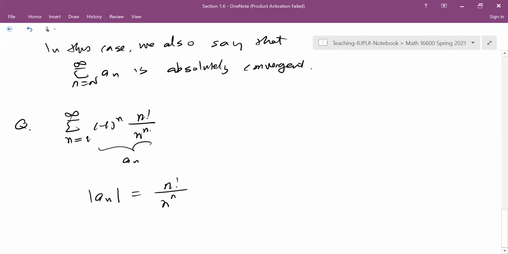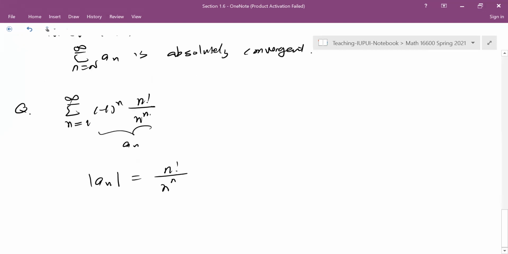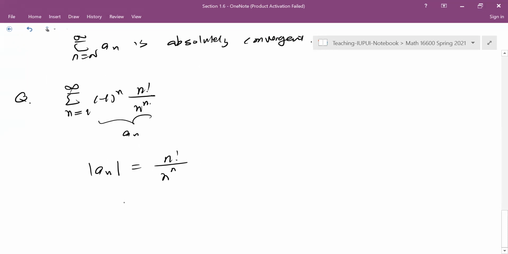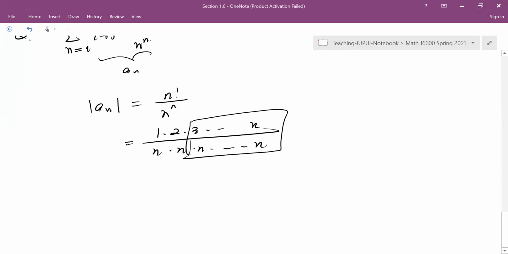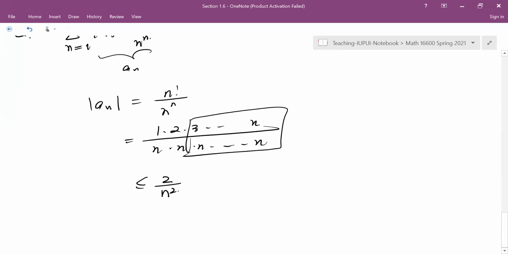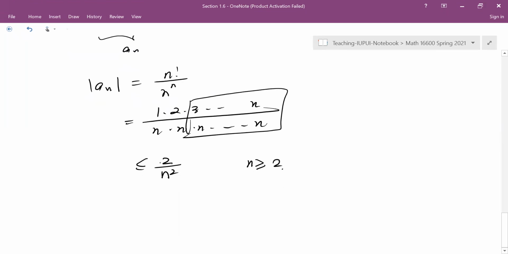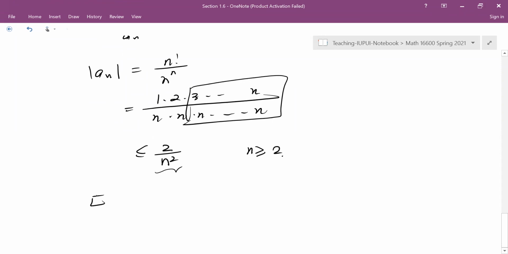Now, only when all the terms are non-negative can you use a comparison test. This time I do need to write down all the details here: 1 times 2 times 3, all the way to n over n times n times n. You have to make sure n is greater than or equal to 2. So all those factors are less than or equal to 1, so I get less than 1 over n squared. This is true when n is at least 2. By the p-series test, the series defined by this term is going to be convergent. So you can say start from n equals 2.